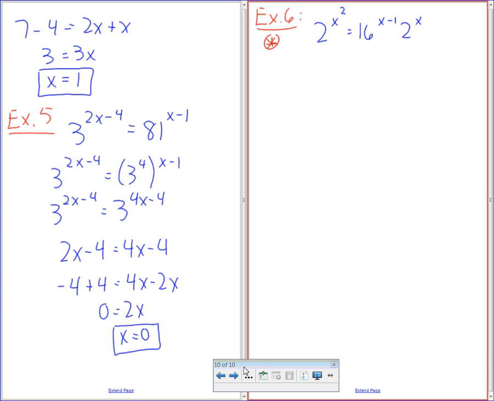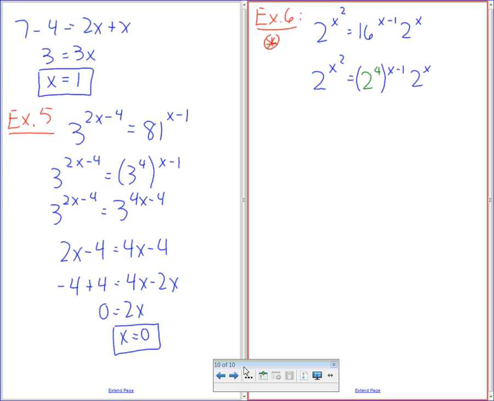Okay, so when you look at this one, the thing about math is you always need to think of a starting point for a question. Once you get the starting point of the question, it all sort of falls into place. Looking at that question, what doesn't belong? 16 totally doesn't belong. Okay, so how do you do with the 16? Good. So 2 to the what's going to be 16? 2 to the 4. So 2x squared equals 2 to the 4 x minus 1 times 2 to the x.